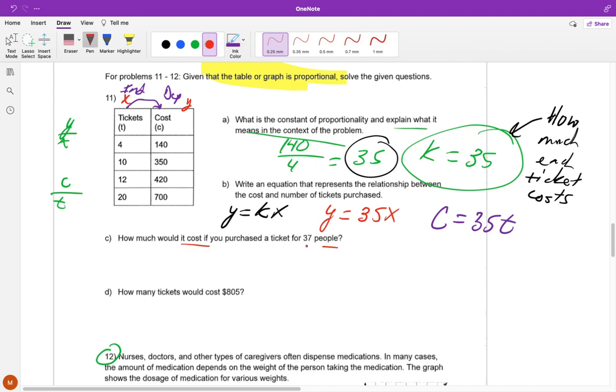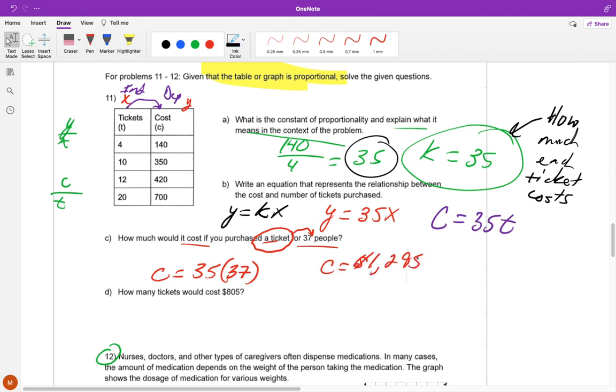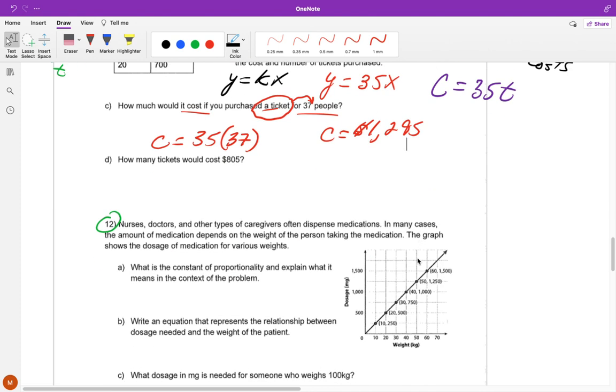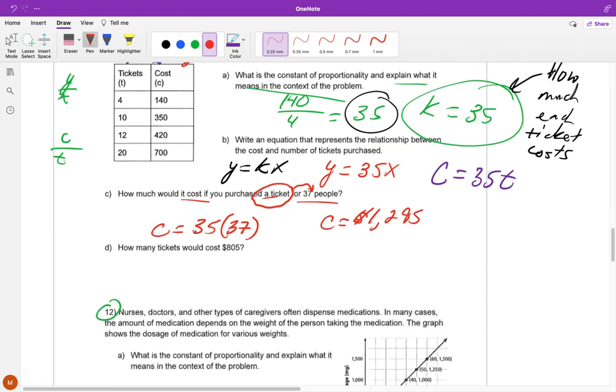How much would it cost if we bought 37 tickets, or tickets for 37 people? And some of you are like, oh, is that 37 tickets? It says a ticket for 37 people. So that's singular. So each person's getting one. So our cost is equal to our 35, which we know represents the cost of the ticket, times 37. 35 times 37 is equal to 1,295. So our cost is 1,295.